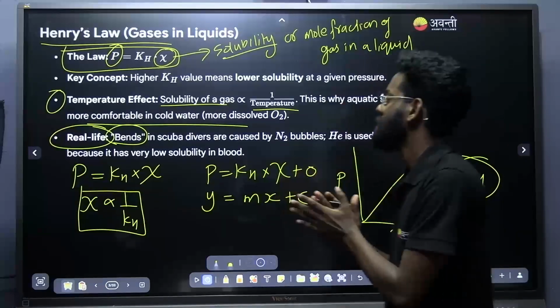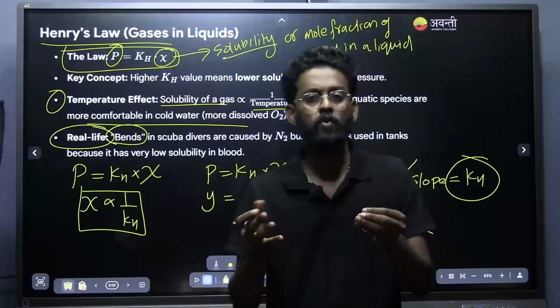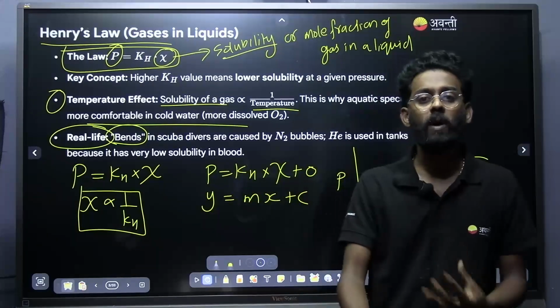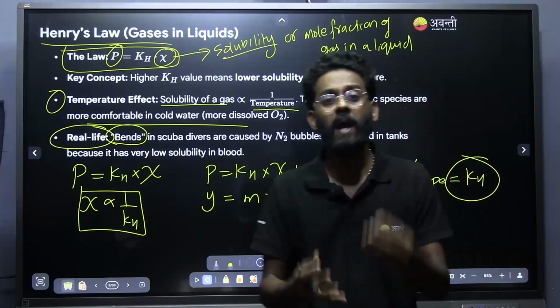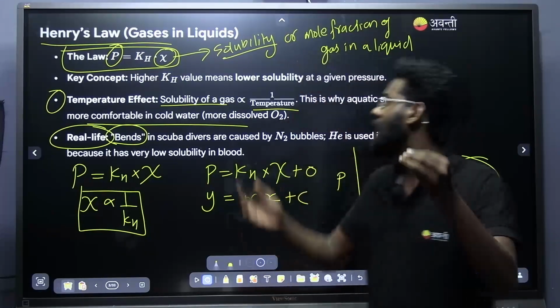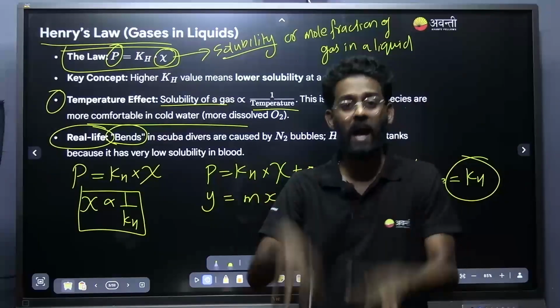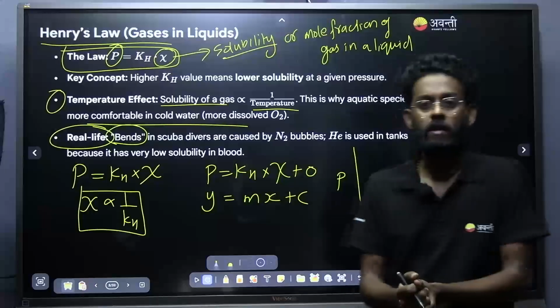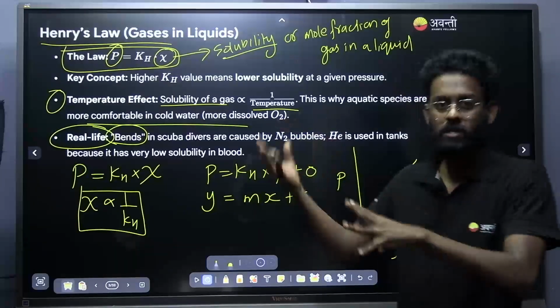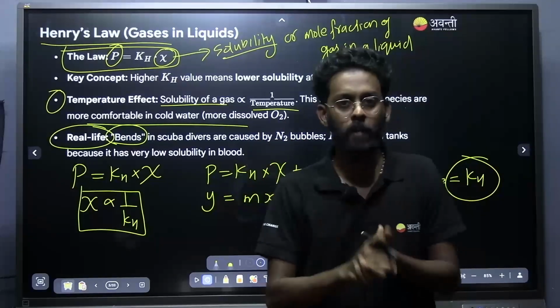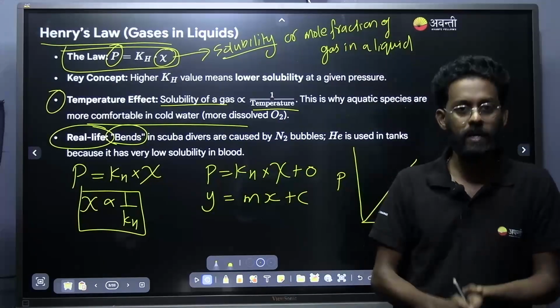What is this condition? We know that scuba divers go deep into the sea, right? If you go deep into the sea, what is happening to the pressure? Pressure will be higher. At higher pressure, according to Henry's law, the amount of gas dissolved will be higher, right? So at higher pressure, the nitrogen and oxygen mixture from the cylinder on the back of the scuba divers will be mixed into the blood.